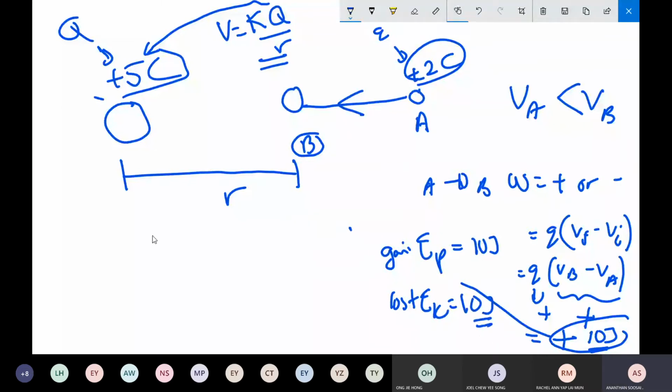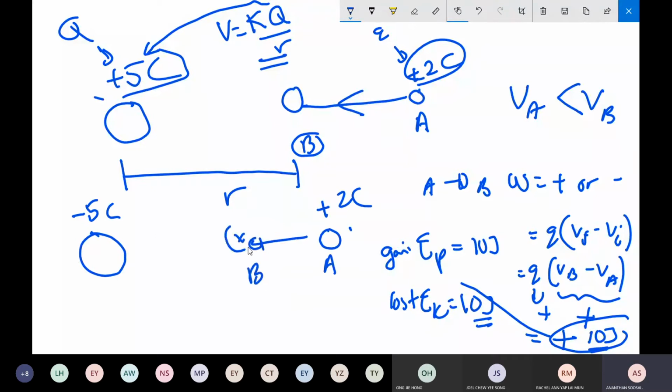Tell me, if the center charge is negative 5 coulomb, and you bring a positive 2 coulomb charge from A to B, here, A to B, tell me, is the work done going to be positive or negative?